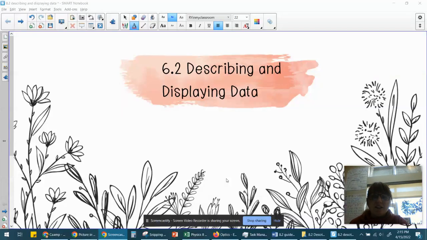Hey everybody! Today, y'all are going to be learning about describing and displaying data. So we're going to look at graphs and also how we can describe a couple of aspects of some data.